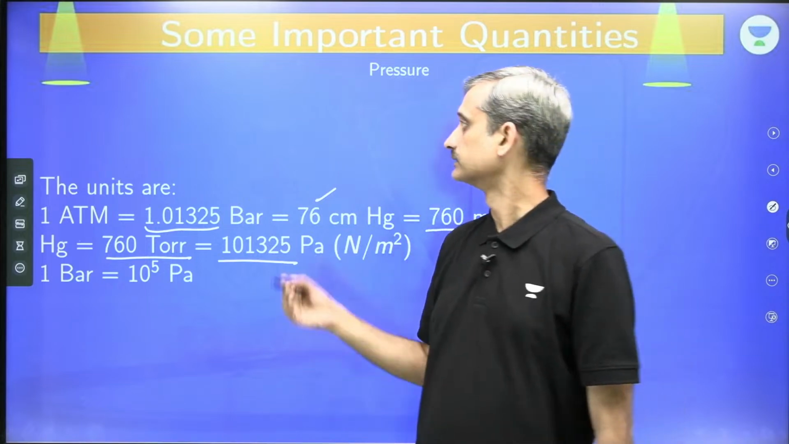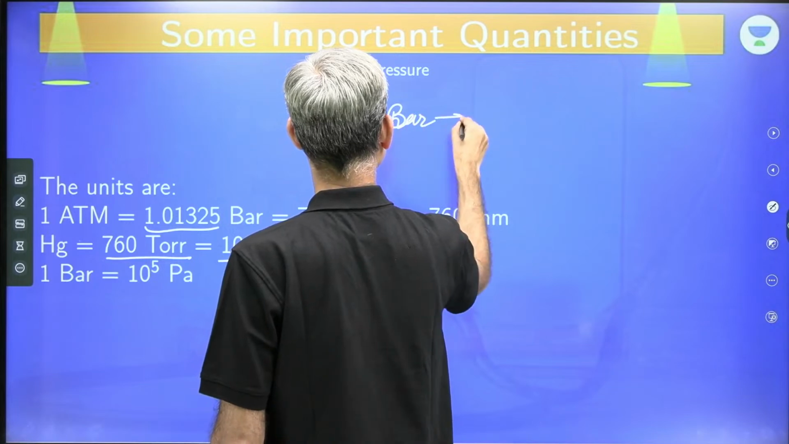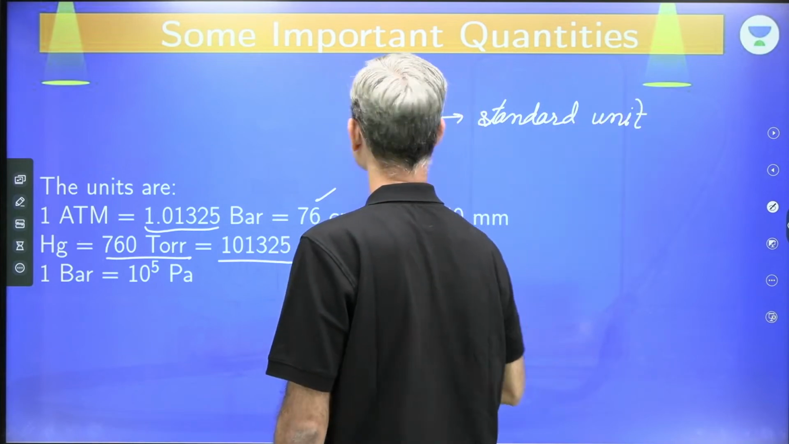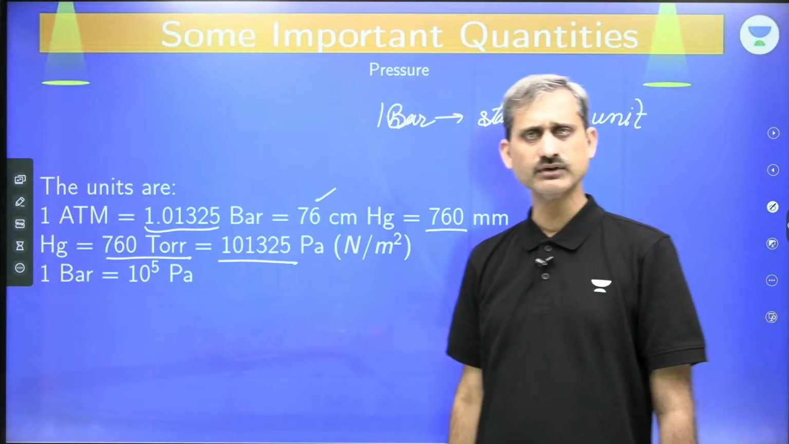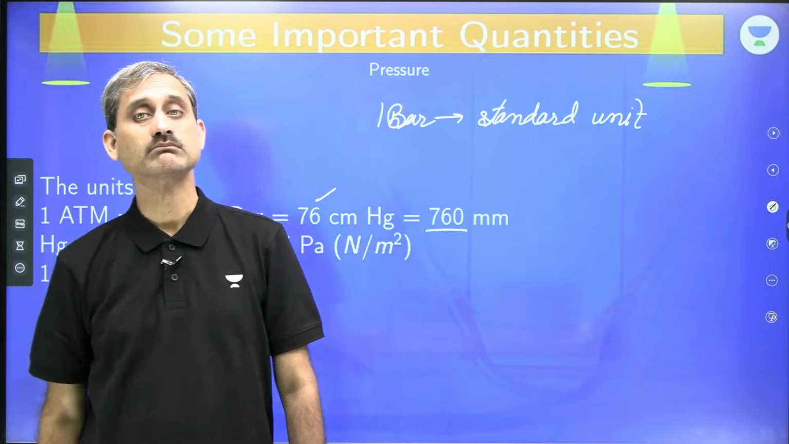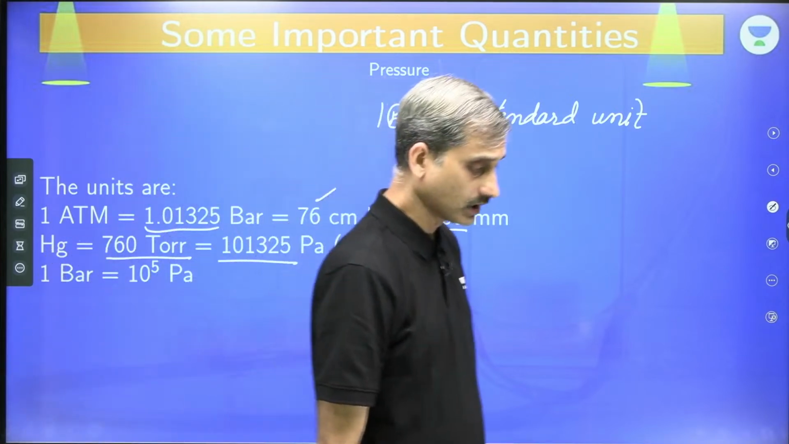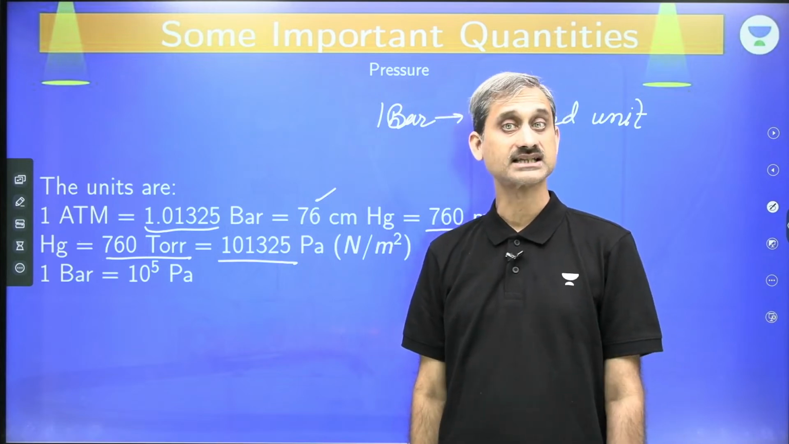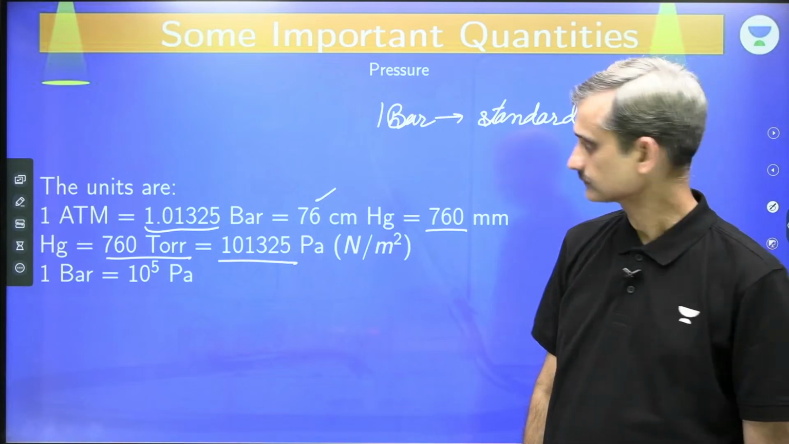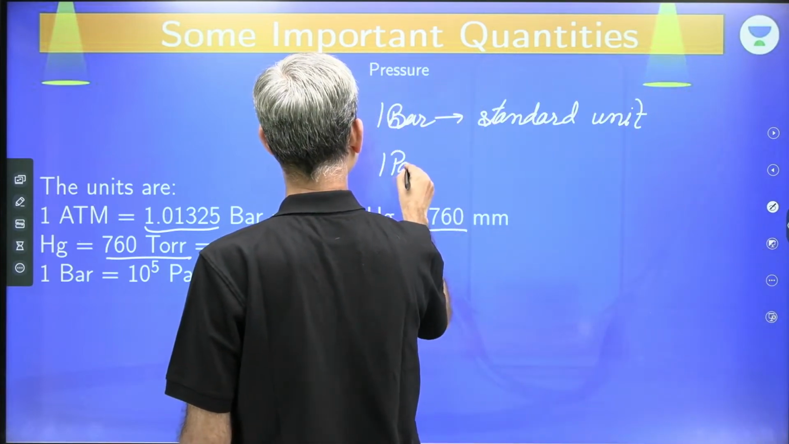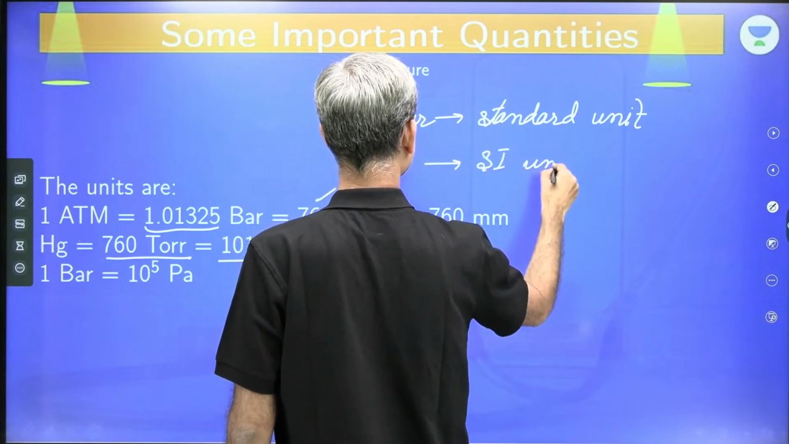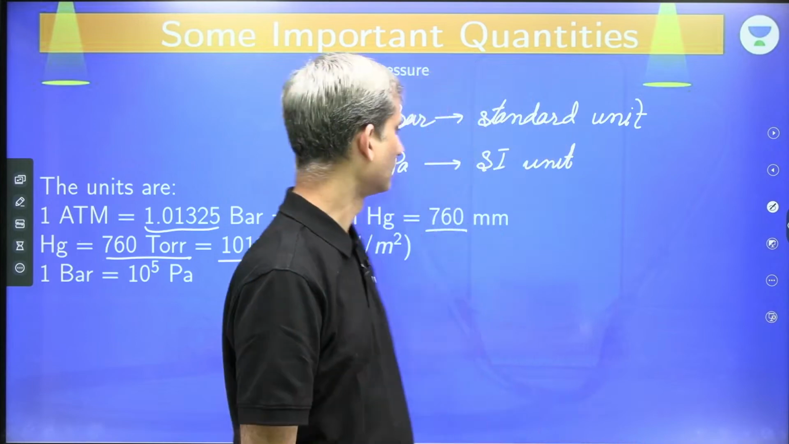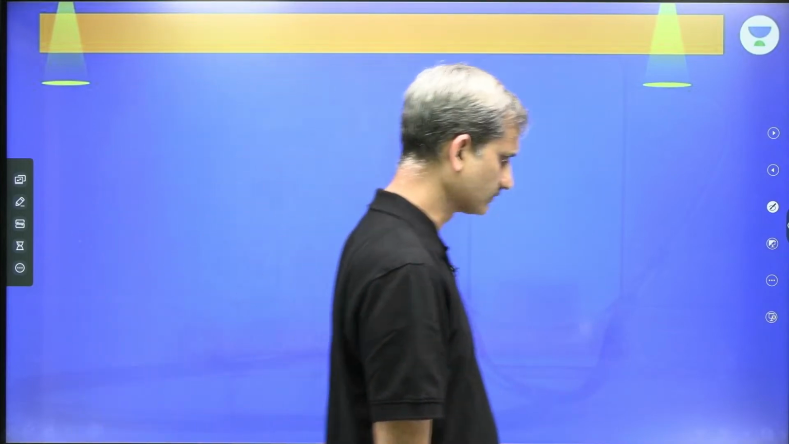There you need to understand 1 bar is the standard unit. Whenever we talk about standard temperature and pressure, the pressure is 1 bar. It's not 1 atmosphere, it is actually 1 bar. So bar is the standard unit. But here you need to understand that bar is not an SI unit. It is a standard unit but not the SI unit. Is this clear? Whereas 1 Pascal is the SI unit. Clear? So just be very clear about it. So that's what we have as the conversion factors.